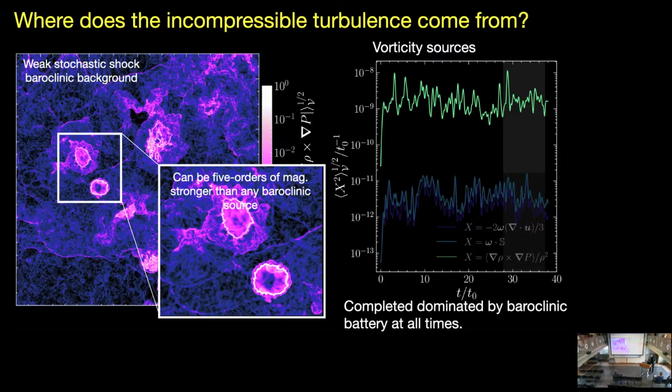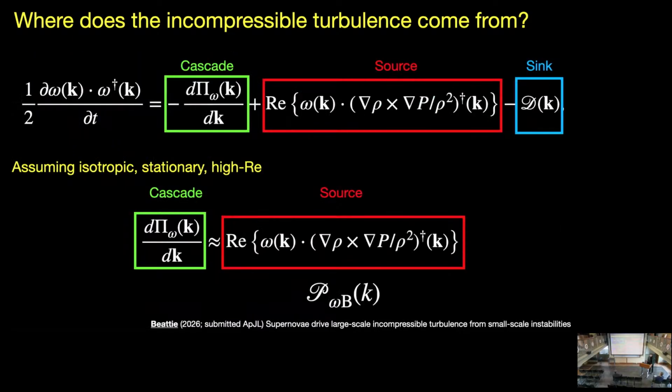And as I say, it can be 5 orders of magnitude stronger than any other baroclinic source. Okay, so this gives us some ideas for what we should do with this rather complex equation. We should actually just ignore everything and only think about cascade. So this is our incompressible mode cascade and source. That's all we need from this equation, actually. And I'm going to use the shorthand notation P omega B for this entire term.